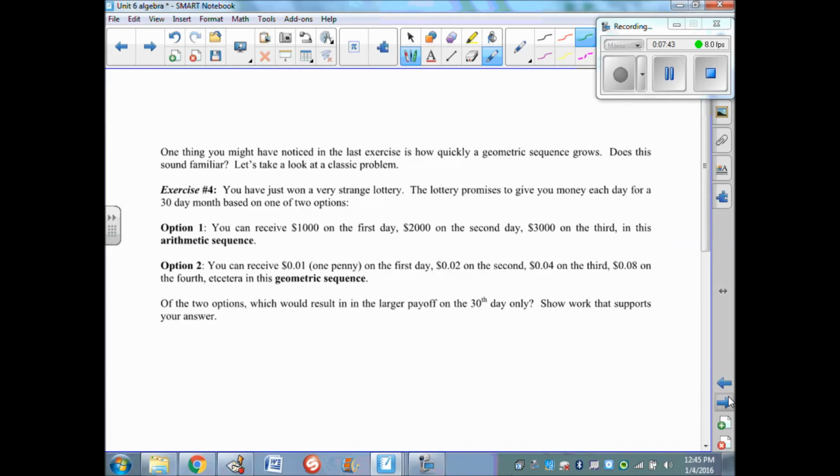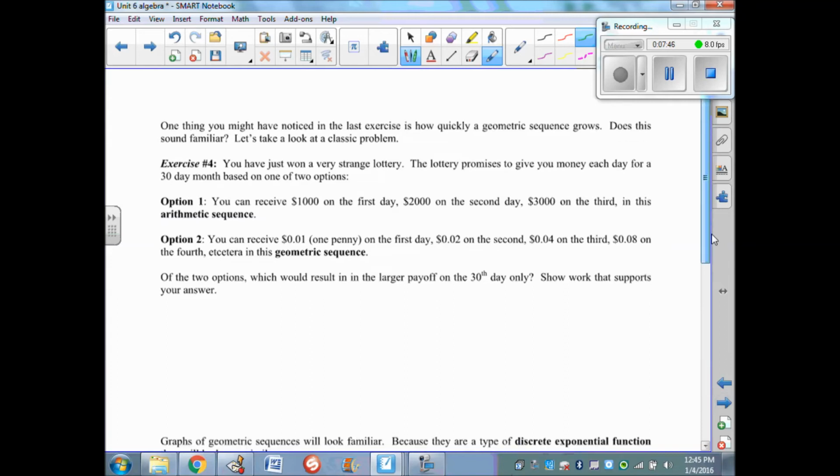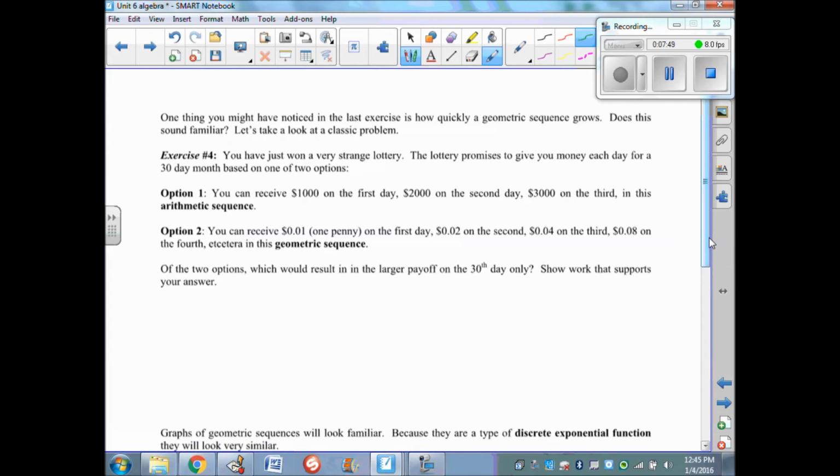Flipping the page. All right, let's talk about this. I love this example. I talked about it briefly in class. It says, you have just won a very strange lottery. The lottery promises to give you money each day for a 30-day month based on one of two options. Option 1, you can receive $1,000 on the first day, $2,000 on the second, $3,000 on the third. This is an arithmetic sequence. Okay, you're adding $1,000 each day. But option 2 says you can receive a penny on the first day, 2 on the second, 4 on the third, 8 on the fourth, and this is a geometric sequence.